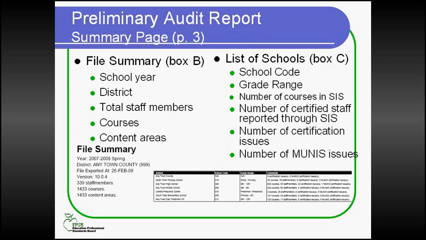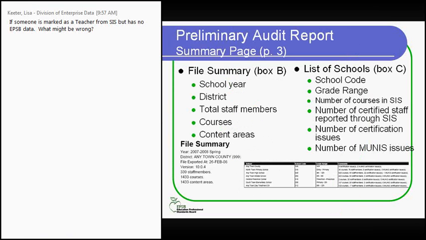Looking at the preliminary audit report, this information is on the sample report that you have. The file summary information is exactly that. It's a summary of the data that's in the file. Shows your district, the school year, the total number of staff members, courses, and content areas.